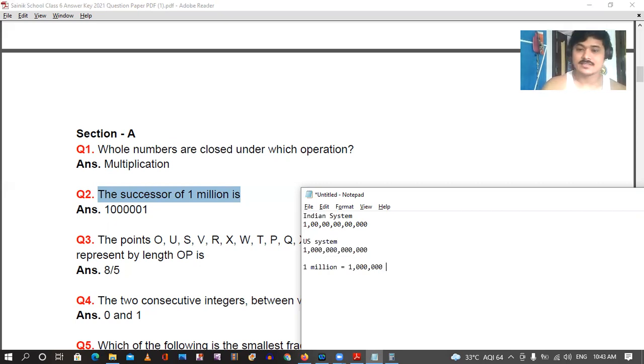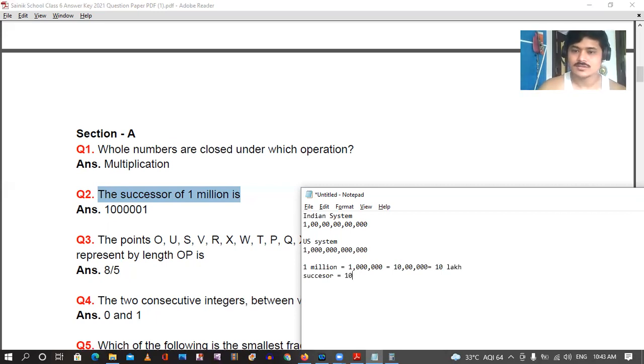If I have to write this in the Indian system, going from the back: 0, 0, 0, comma, 0, 0, and one more 0 is left, comma. So what is this? Ones, tens, hundreds, thousand, 10,000, lakh, 10 lakh. So 1 million is basically 10 lakh in the Indian system. The successor means just one added to it, so the successor becomes 1,000,001 or 10 lakh 1.